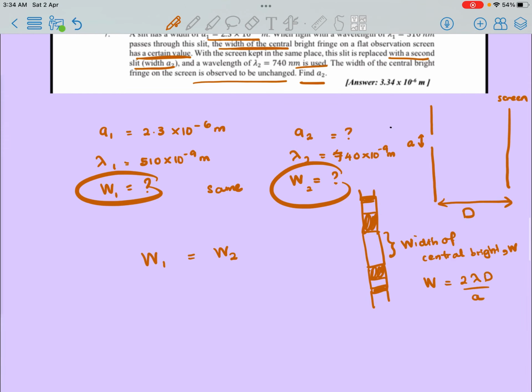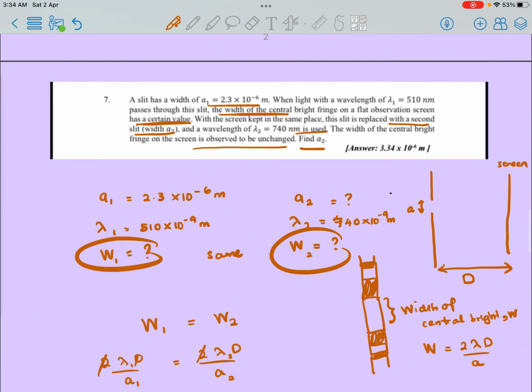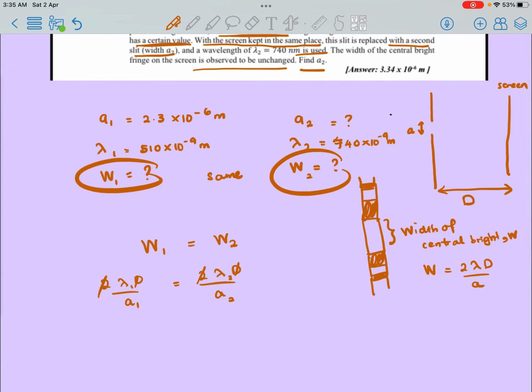So I know the formula is 2 lambda D over A. 2 lambda D over A. Okay. So I know that this one is A1, A2, lambda 1, lambda 2. Okay. So 2 boleh potong. Okay. And then D also can be cancelled lah. Sebab dia cakap statement ni kan. Statement dia adalah with the screen kept in the same place. So D ni, walaupun dia buat cahaya baru, lambda baru, but the D remain the same. So kita boleh potong D lah.